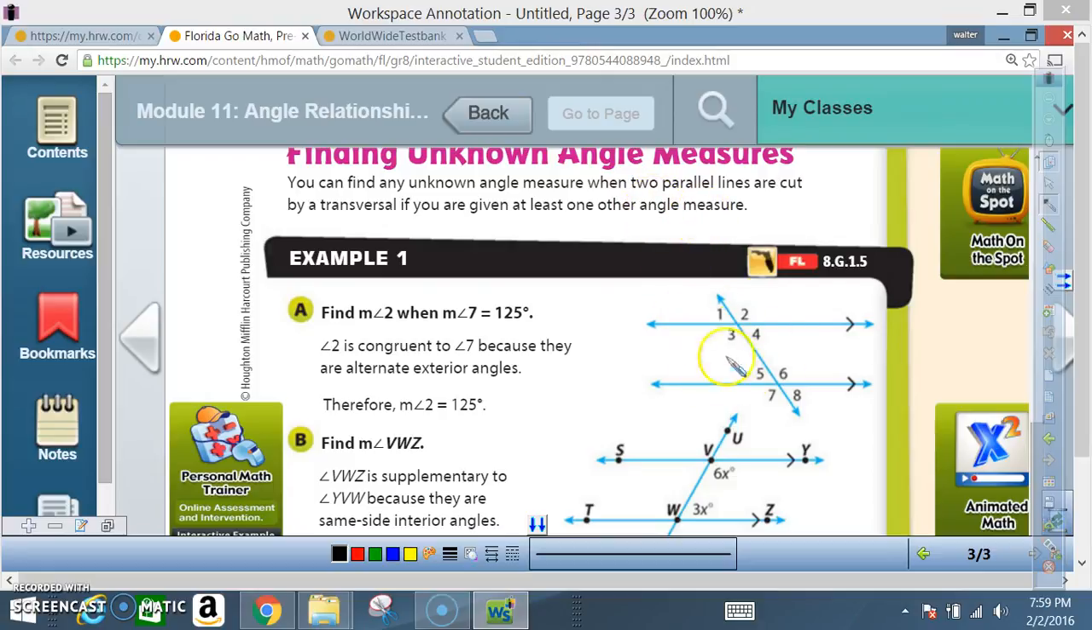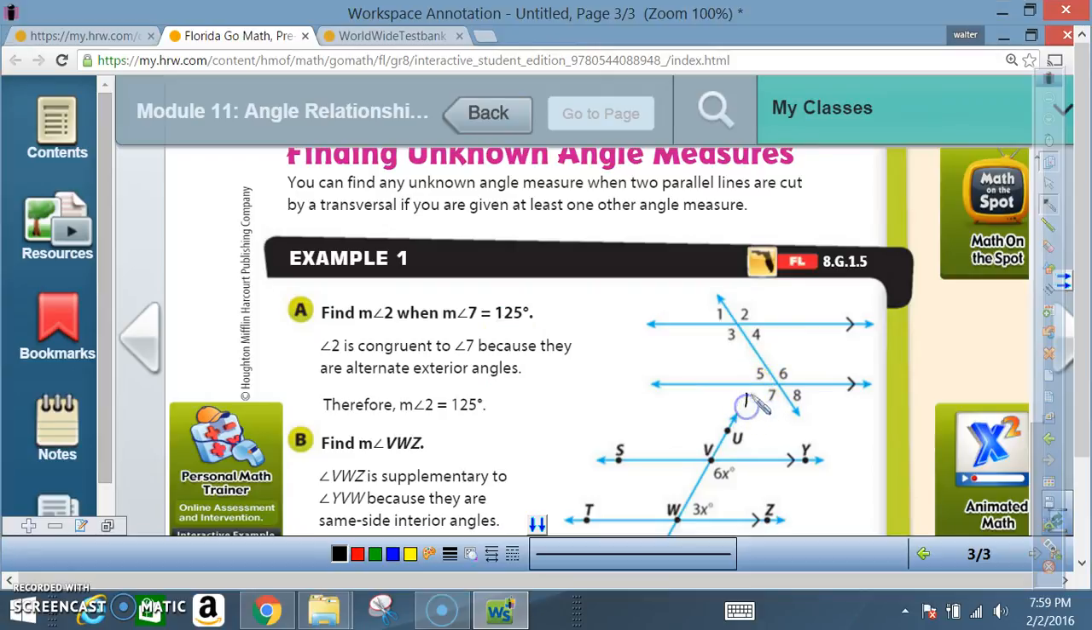So with all these angles right here, if you're given just one, you can find all the others, but you have to know all your rules. All right, here we go. A, find the measure of angle 2 when the measure of angle 7 is 125 degrees. All right, now this is how you would do this. So they're telling us that angle 7 is 125 degrees.